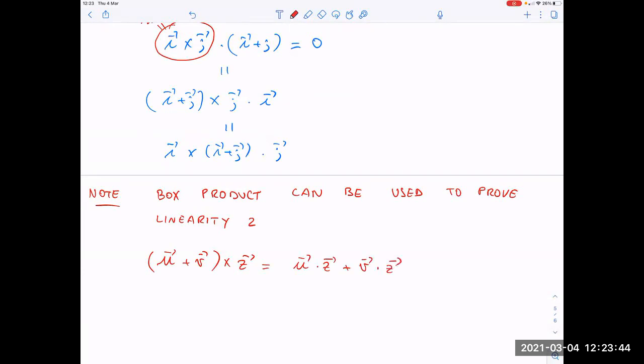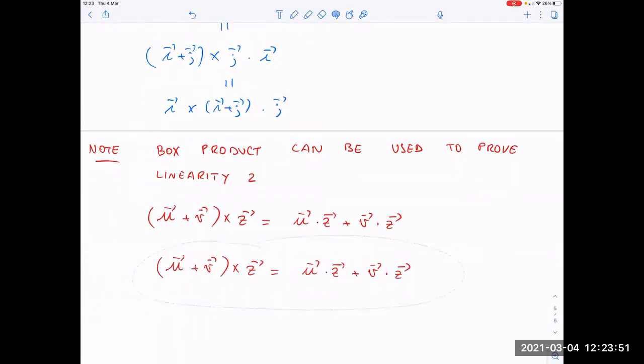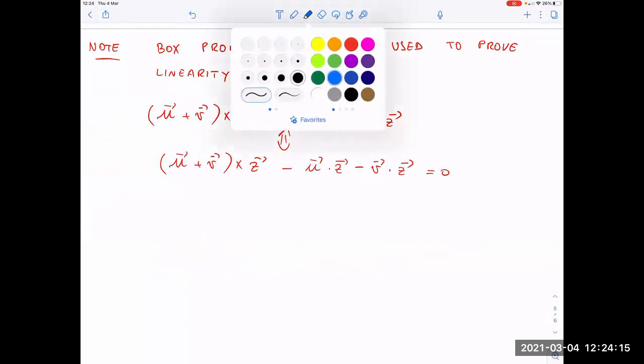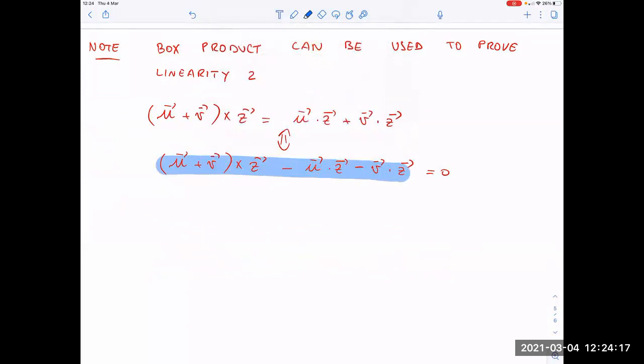And to prove that this is equal, I hope you agree, it is equivalent to prove that the difference is 0. So this is equivalent to say that the difference is 0. So someone had a smart idea to say, well, I give a name to this vector here. I call it t.